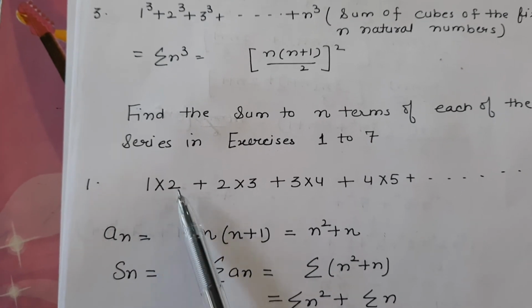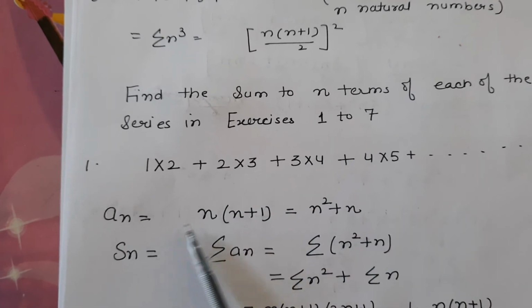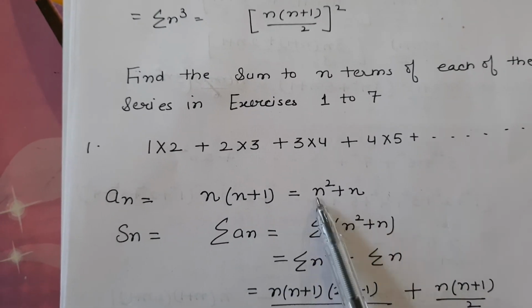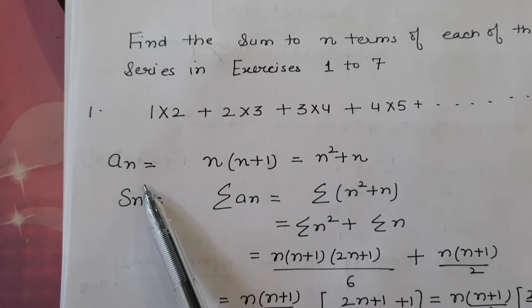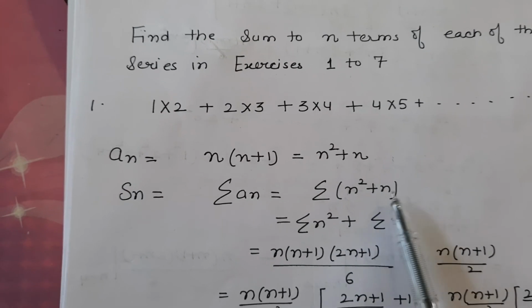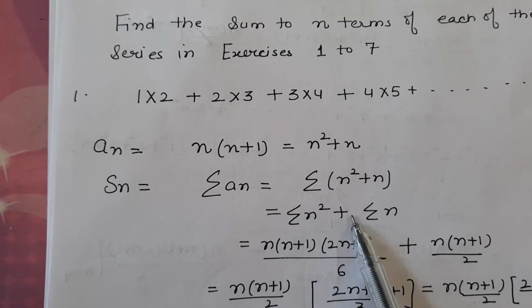Now if it is 1 here, you are having 2. For 2 it is 3. For 3 it is 4. So for the nth term this is n plus 1. So it can be written as n square plus n. Now Sn is summation an. So summation n square plus summation n. You can split it into summation n square plus summation n.